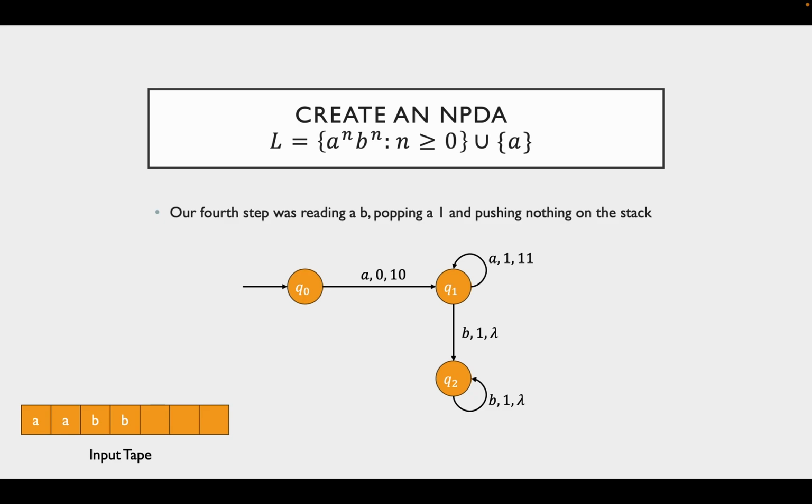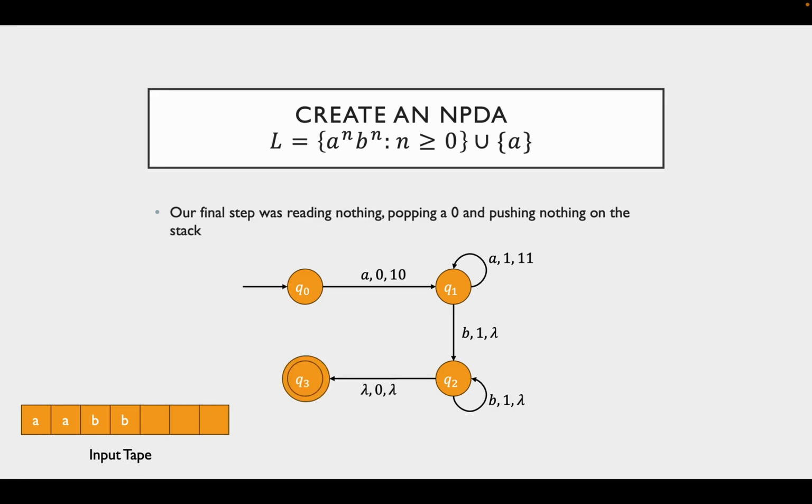Our fourth step was reading our second B and popping a 1 and pushing nothing onto the stack. Again, this allows us to read 2 B's, 3 B's, 4 B's, 5 B's. We just keep going and ending back at Q2. Now, Q2 is not a final state.